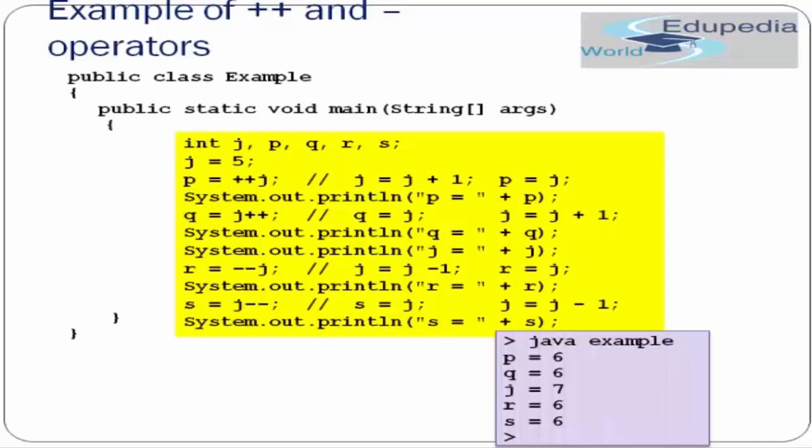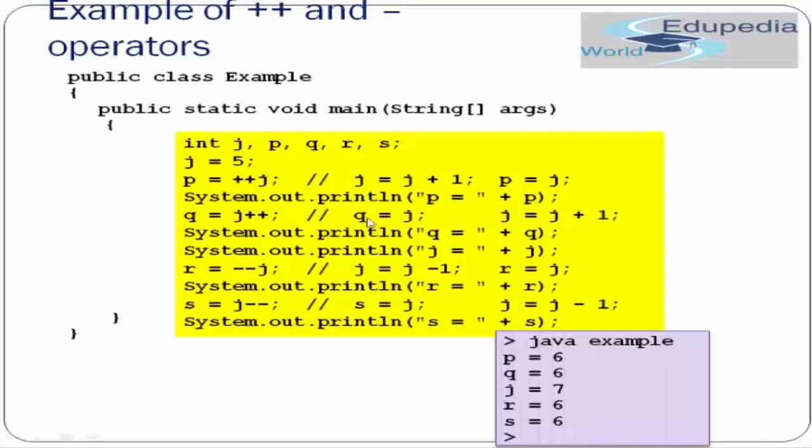And then J is incremented by 1. So if you try to print the value of Q as we are doing in this line, since Q is assigned J firstly and J was 6 till this step, the value of Q will come as 6. And then you are incrementing the value of J. J is equal to J plus 1. So over here, the value of J will become 7.